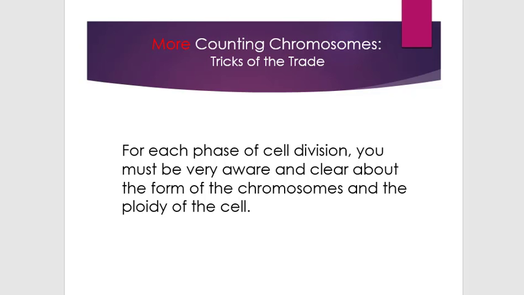So really what it comes down to in a lot of ways is that you have to be very clear about what the form of the chromosomes is in each phase of cell division and what the ploidy of the cell would be in each phase of cell division. If you're very clear about that, you can solve these problems, these word problems, much more easily. If you're not clear on it, then it's practically impossible to get the right answer.